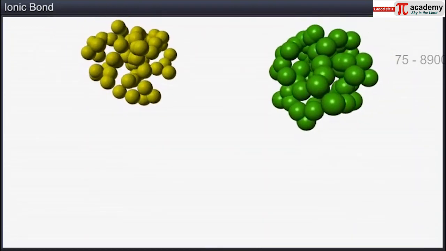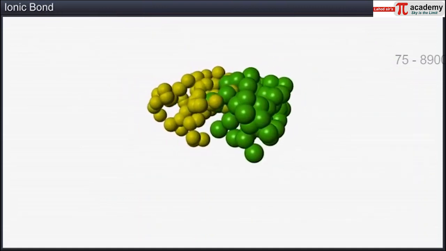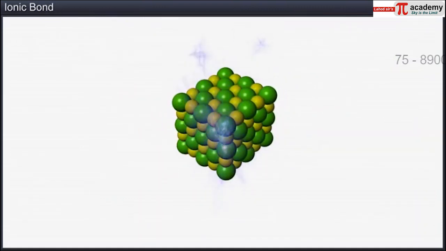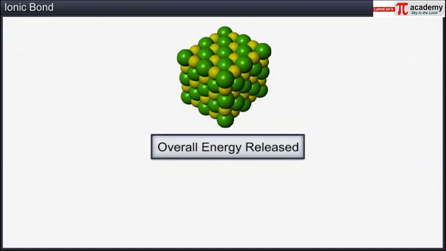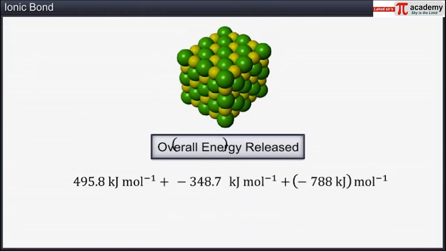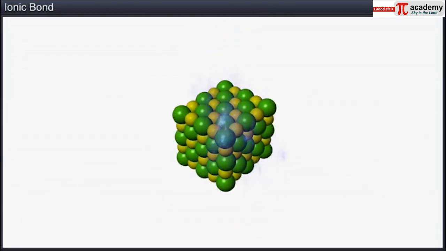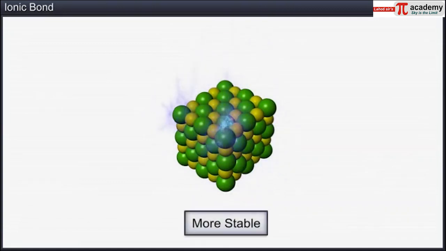But this is compensated by the energy released during the formation of the crystal lattice of sodium chloride, which is minus 788 kJ per mole. The overall energy released is the sum of 495.8 minus 348.7 and minus 788, which results in minus 640.9 kJ per mole. Since energy is released in the process, it makes the crystal lattice more stable.